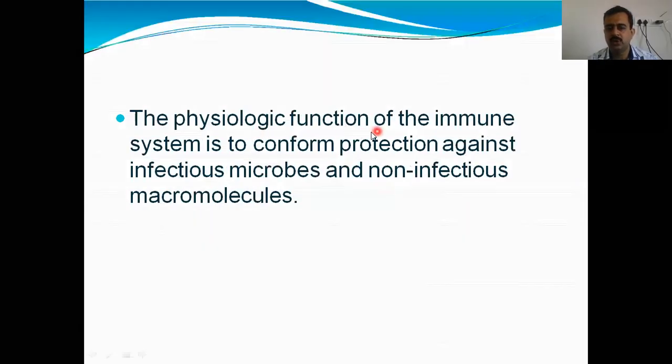The physiological function of the immune system is to confer protection against infection by microbes and non-infectious macromolecules. There are a number of microorganisms entering the human body, and the function of the immune system is to protect the human body from within against these infectious microbes and certain materials which are harmful to the human body.